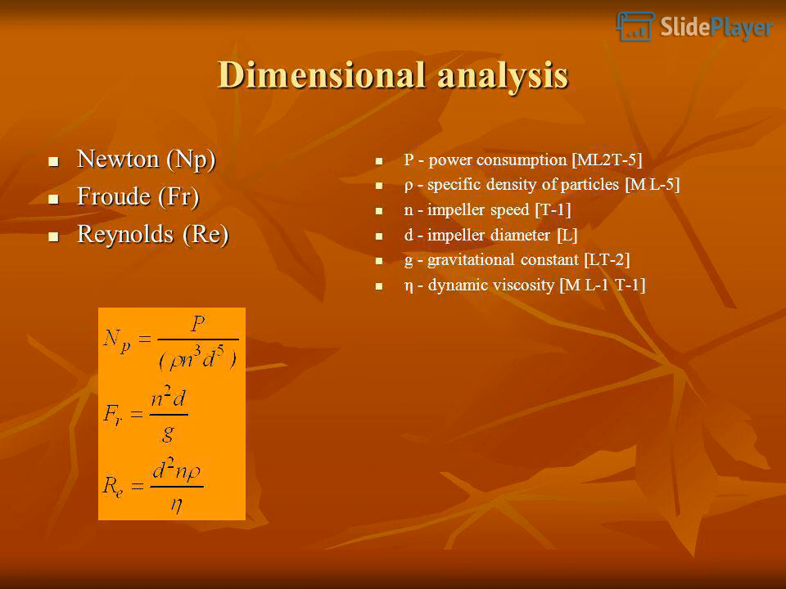Dimensional analysis: Newton number, Np, Froude number, Fr, Reynolds number, Re. P, power consumption, mL2T-3. Rho, density of particles, mL-3. N, impeller speed, T-1. D, impeller diameter, L. g, gravitational constant, LT-2. Eta, dynamic viscosity, mL-1T-1.